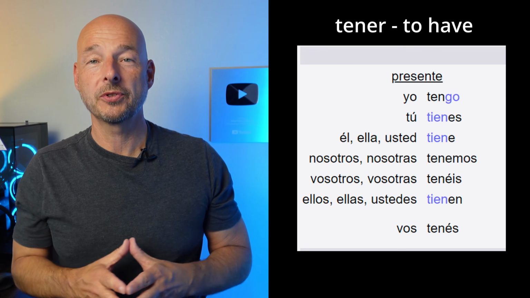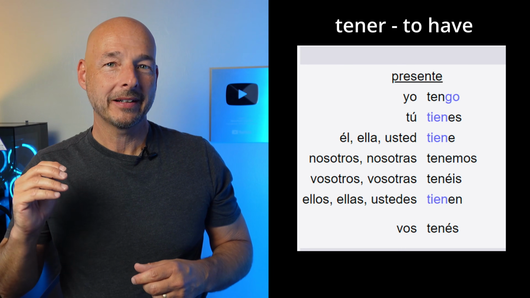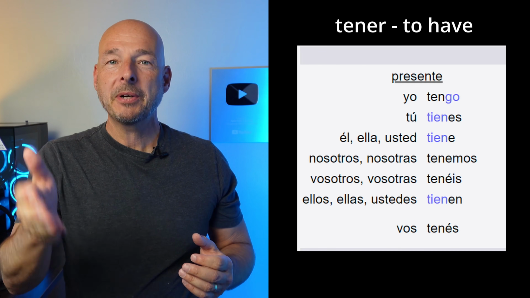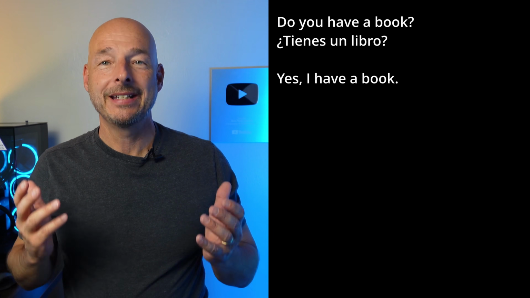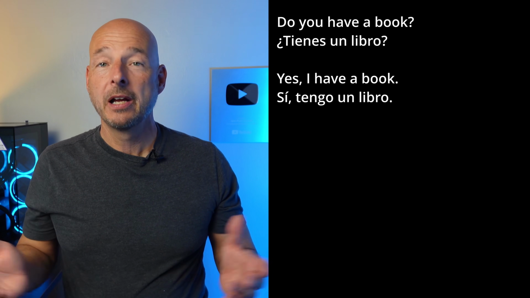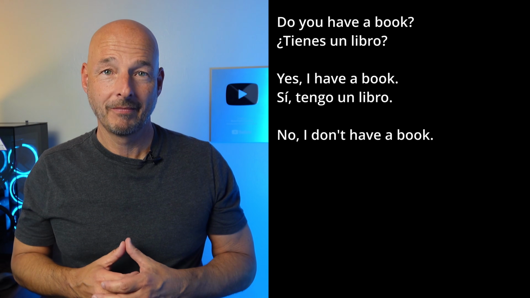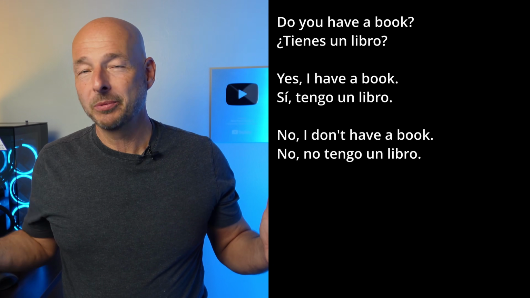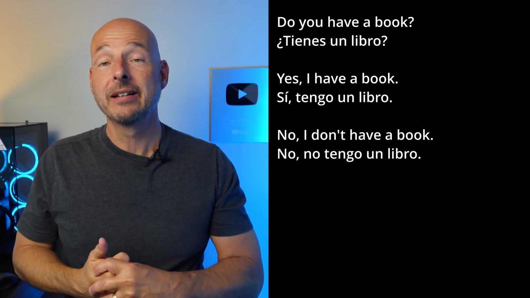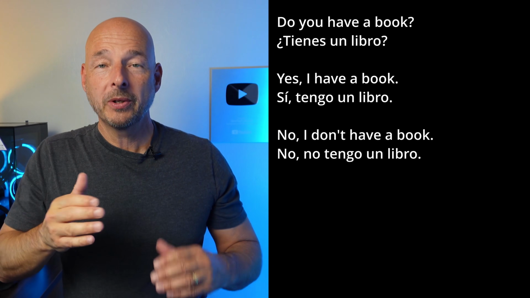Before I show you how to make sentences like I have to do something or you have to do something, let's play with that verb tener, just meaning to have. Let's make some simple sentences here. How about this one? See if you can do this one. Do you have a book? ¿Tienes un libro? Yes, I have a book. Sí, tengo un libro. No, I don't have a book. No, no tengo un libro. I keep using libro. It's a simple noun, just to kind of stick in your head. Also, it's un libro, a book.